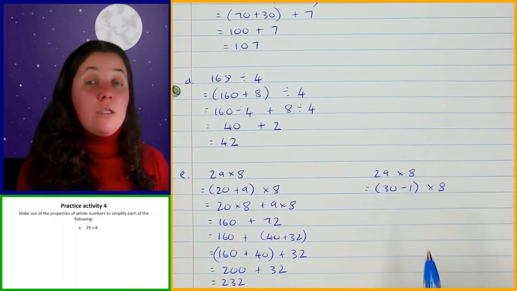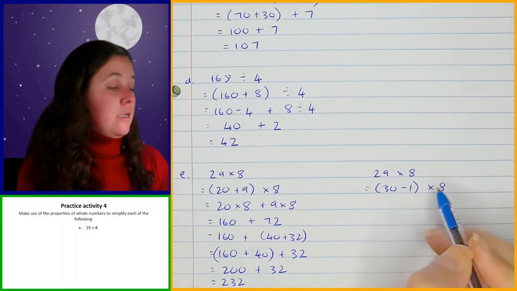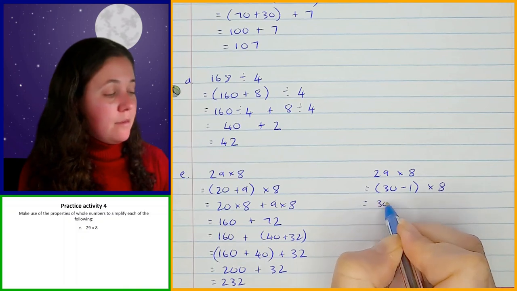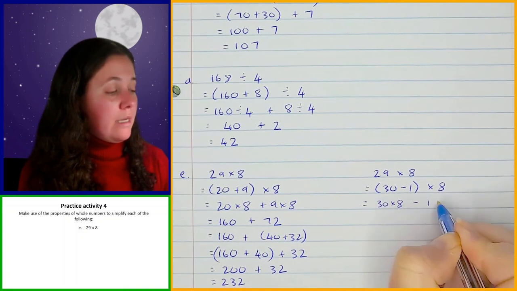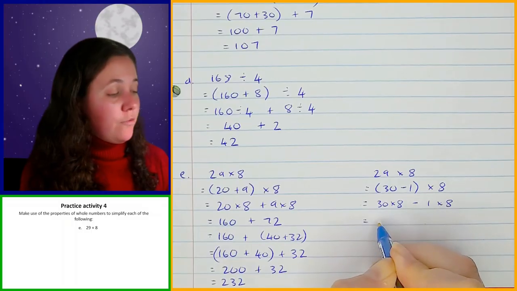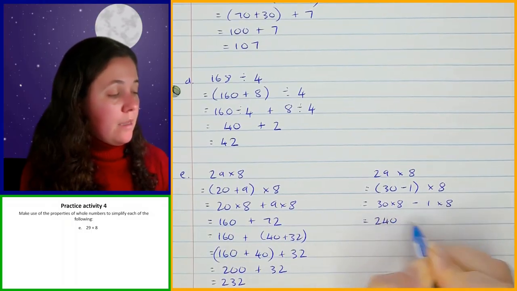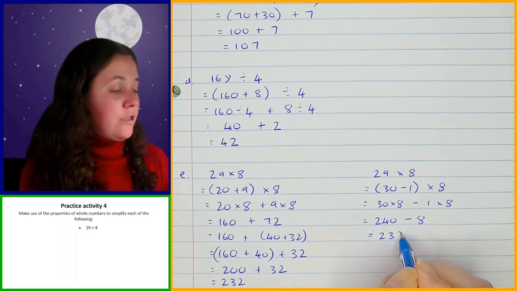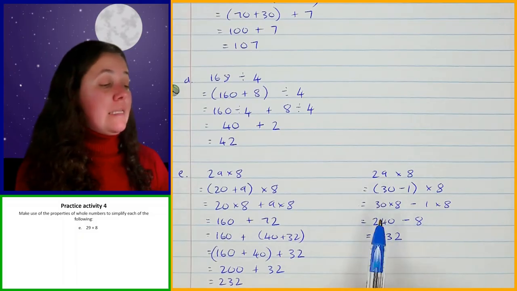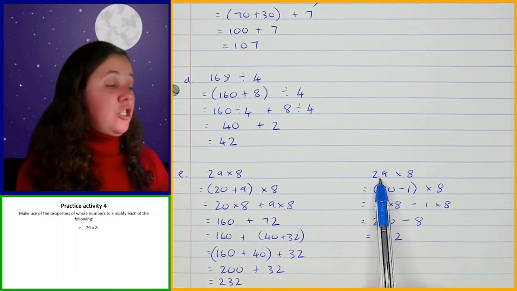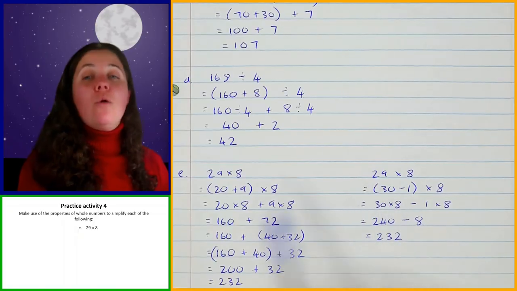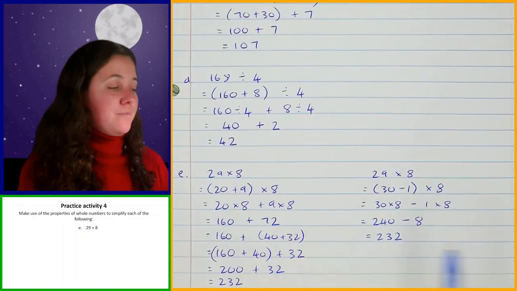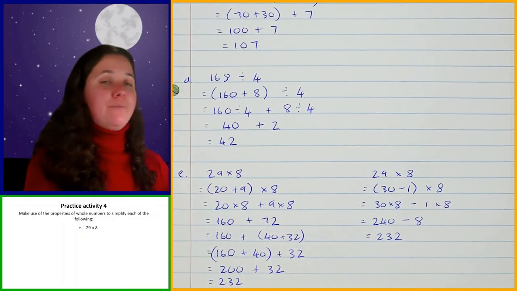Now I'm still going to use the distributive law over here. I'm going to say 30 times 8 minus 1 times 8, that gives me 240 minus 8, which if I subtract 240 minus 8, I get 232. So there is more than one way of doing this. Sometimes changing your number to something that uses subtraction will work better and make it quicker than using addition. So it is useful to know about that as well.